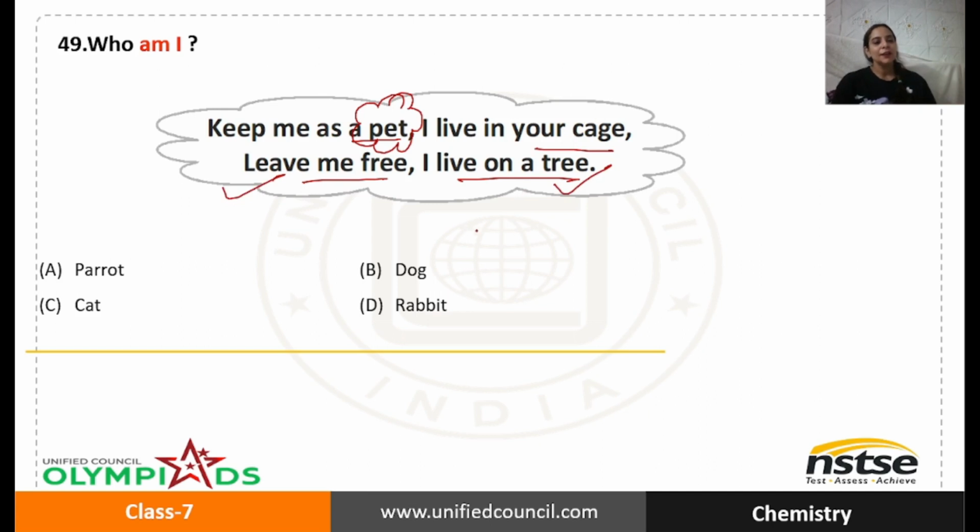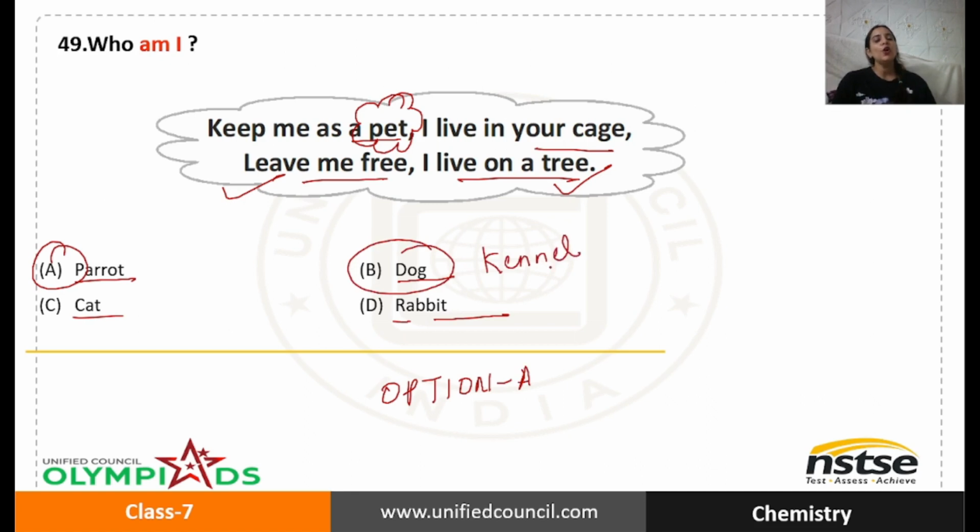So what is it? Option A says parrot, B says dog, C says cat, and D says rabbit. So of course the answer is option A. Why is it A? Because dog lives in a kennel. The house of a dog is a kennel, not a tree. Rabbit lives in a burrow, not on a tree. And cat lives in a cat tree, that is a cat house. But parrot lives on a tree. Therefore, the correct answer is option A.